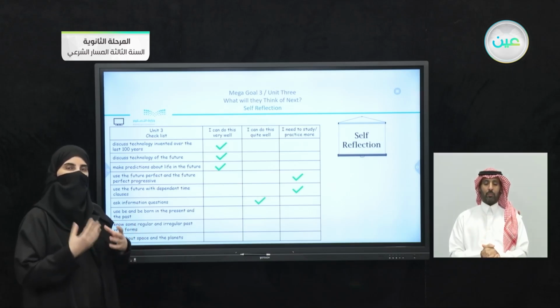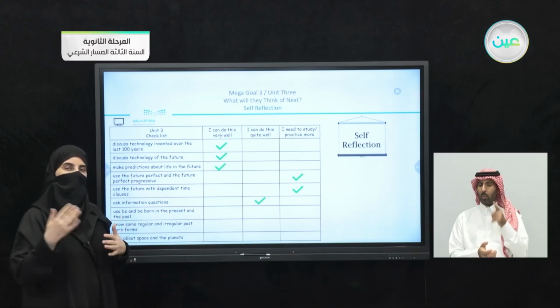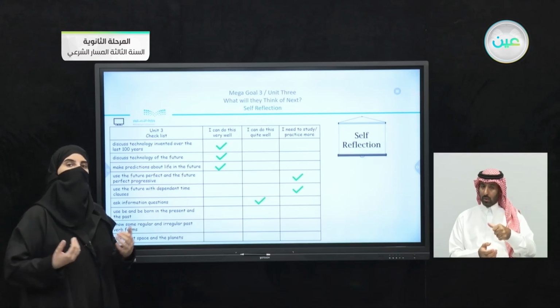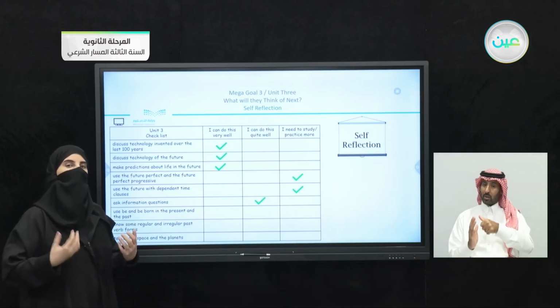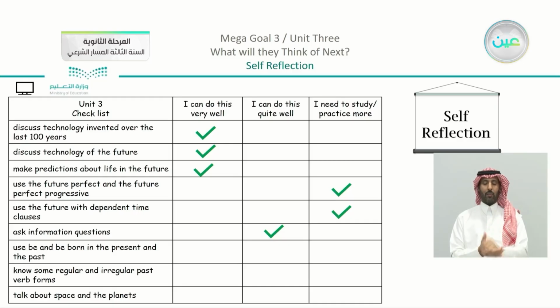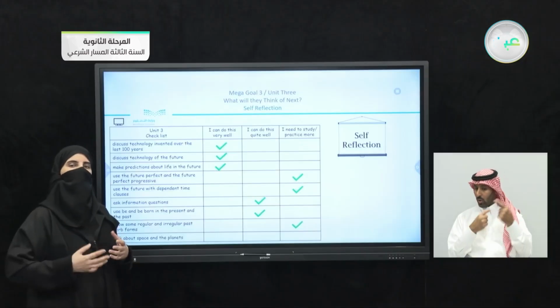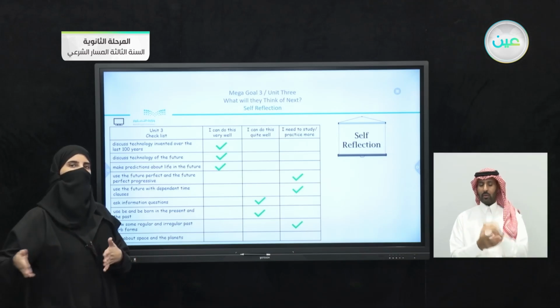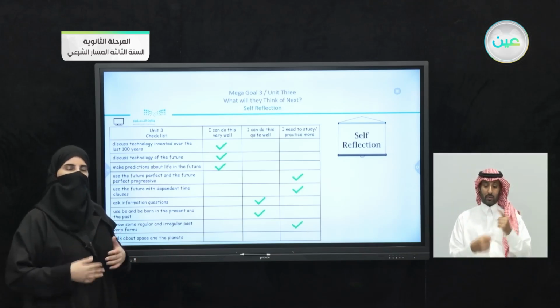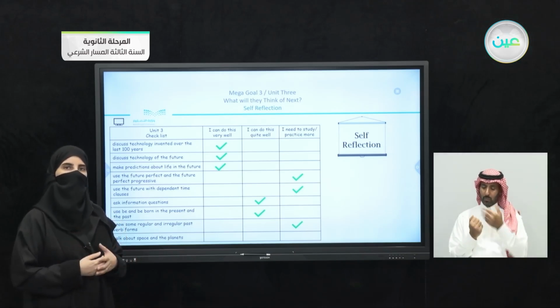So you can just write honestly your check here, because you are evaluating yourself and you are going to help yourself. Use be and be born in the present and the past. Also, I can do very well. Know some regular and irregular past verb forms. Now, a lot of students need to challenge themselves to recall, especially irregular verbs and the different forms that there are. You can just revise, and practice makes perfect, inshallah.